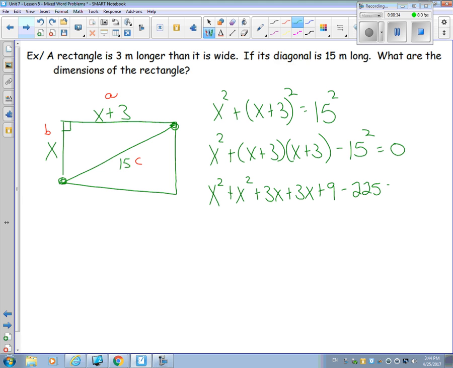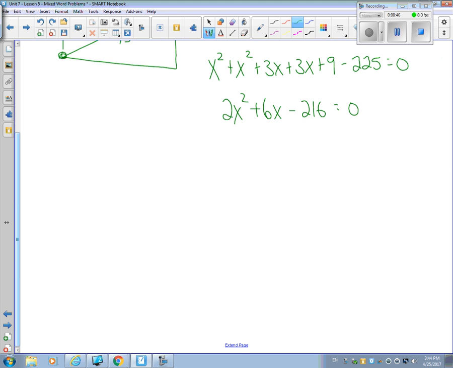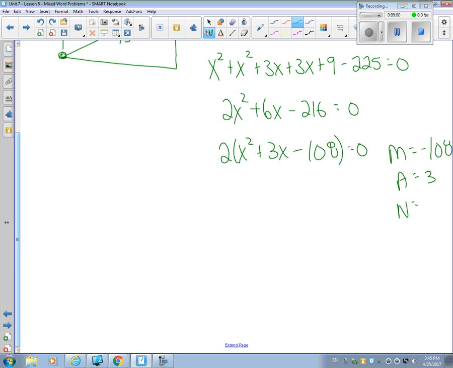15 squared is 225. We'll figure out that number. Then we can collect. And now I've got an equation that's ready to be solved. How do we solve it? Let's make it easier first. Let's common factor. Let's try some math. Multiply to negative 108. Add to 3. Are there any numbers that do that?